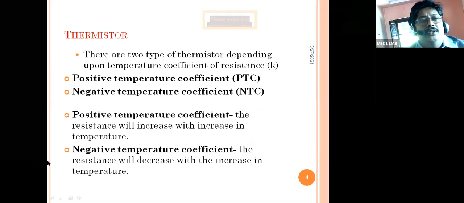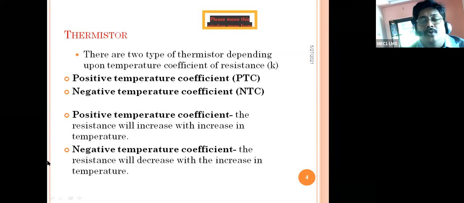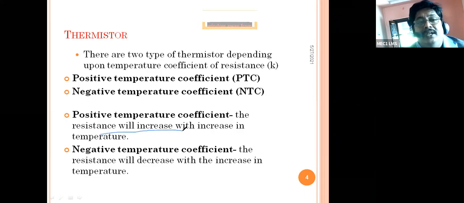Right. There are two types of thermistors, depending upon the temperature coefficient of resistance. One is, as I said, the positive temperature coefficient, and the other is the negative temperature coefficient. In the positive temperature coefficient, the resistance will increase. All of you note this down: here, the resistance will increase with an increase in temperature.